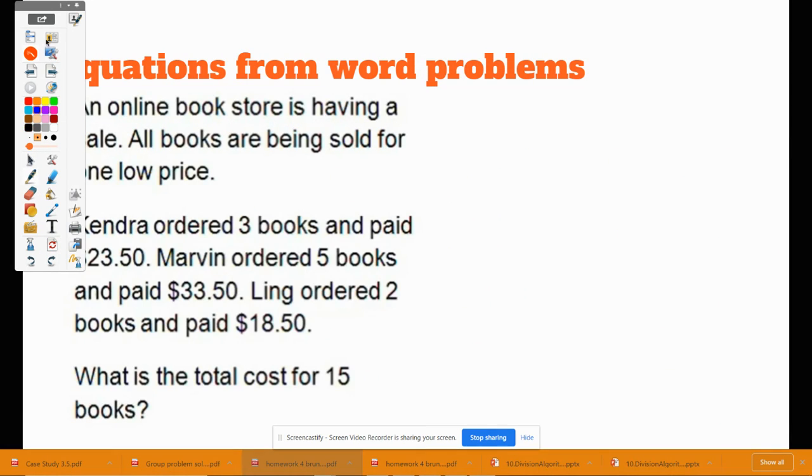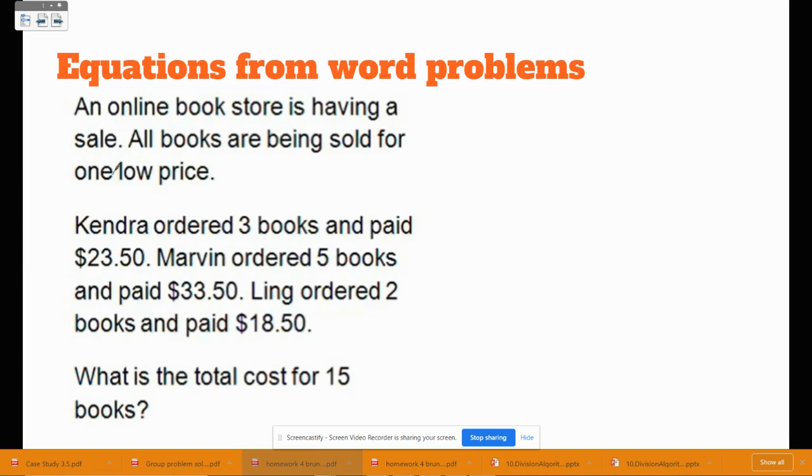Okay, little word problem. An online bookstore is having a sale, and all books are being sold for the same price. So Kendra got 3 books and paid $23.50. Marvin got 5 books and paid $33.50. Ling ordered 2 books, paid $18.50. What is the total cost for 15 books?